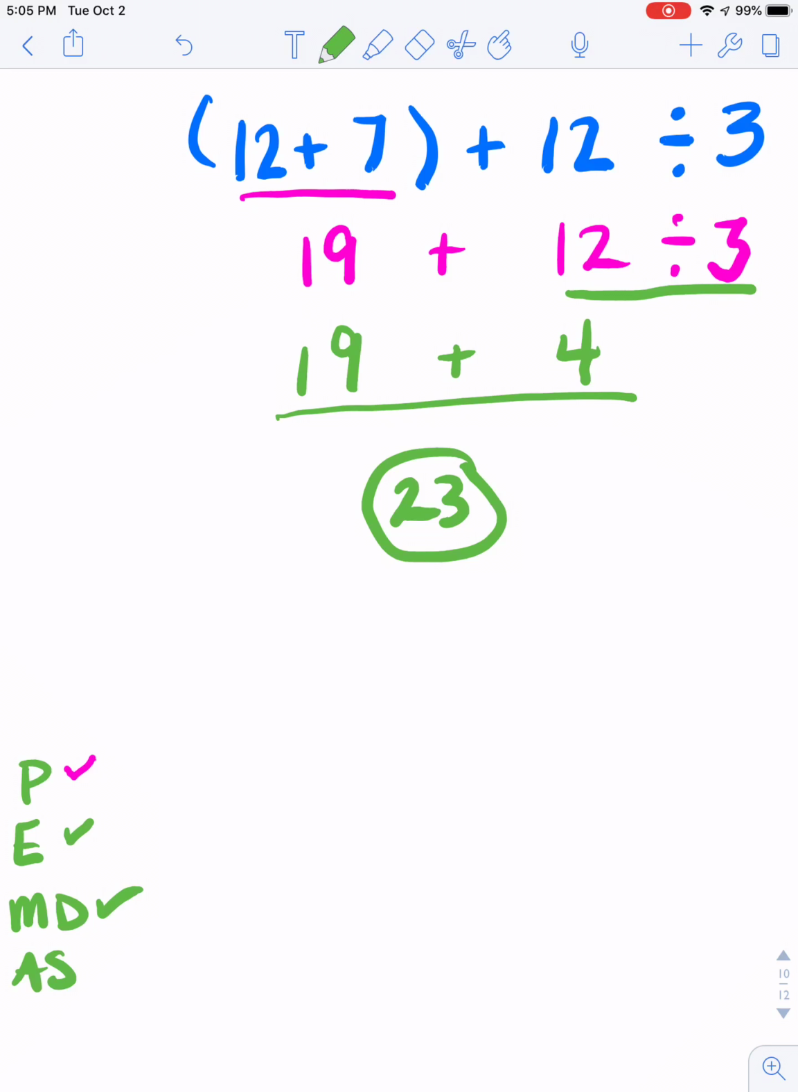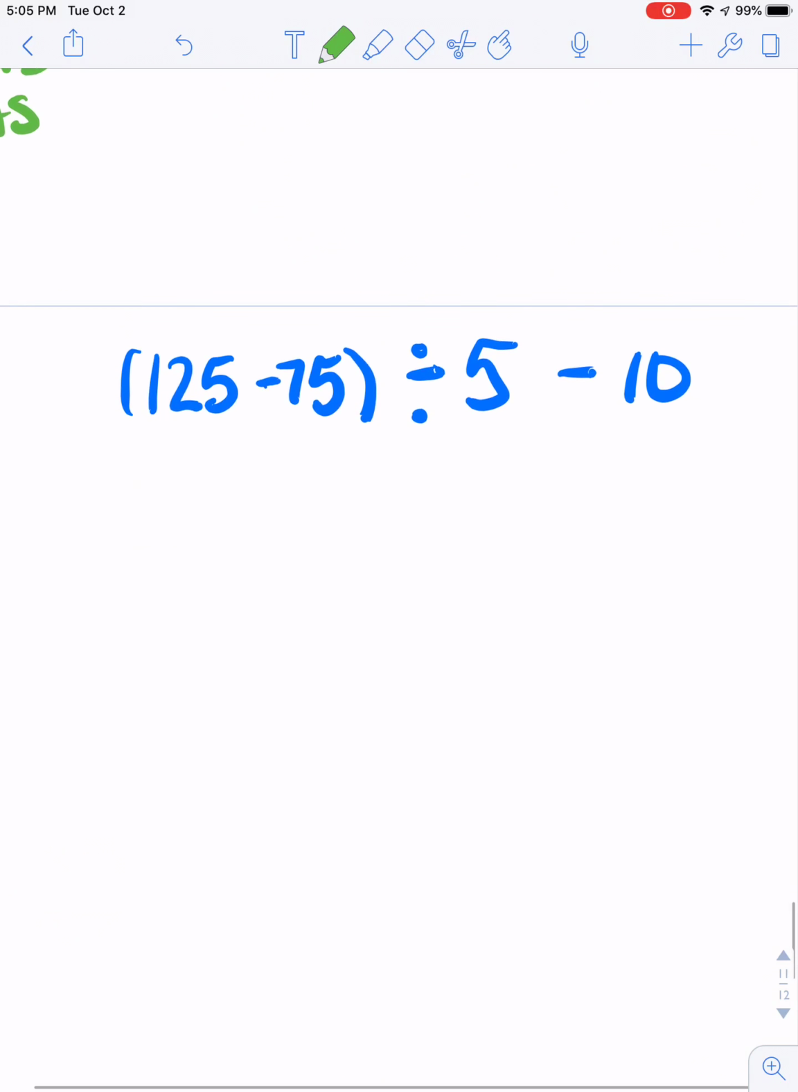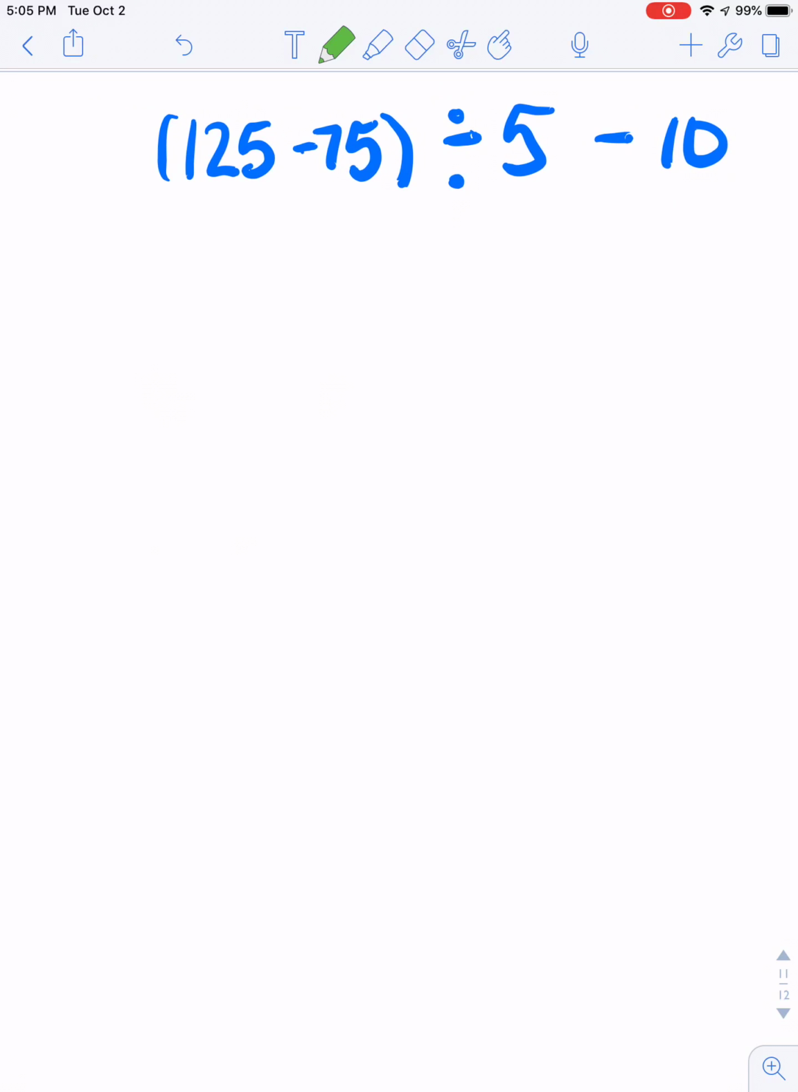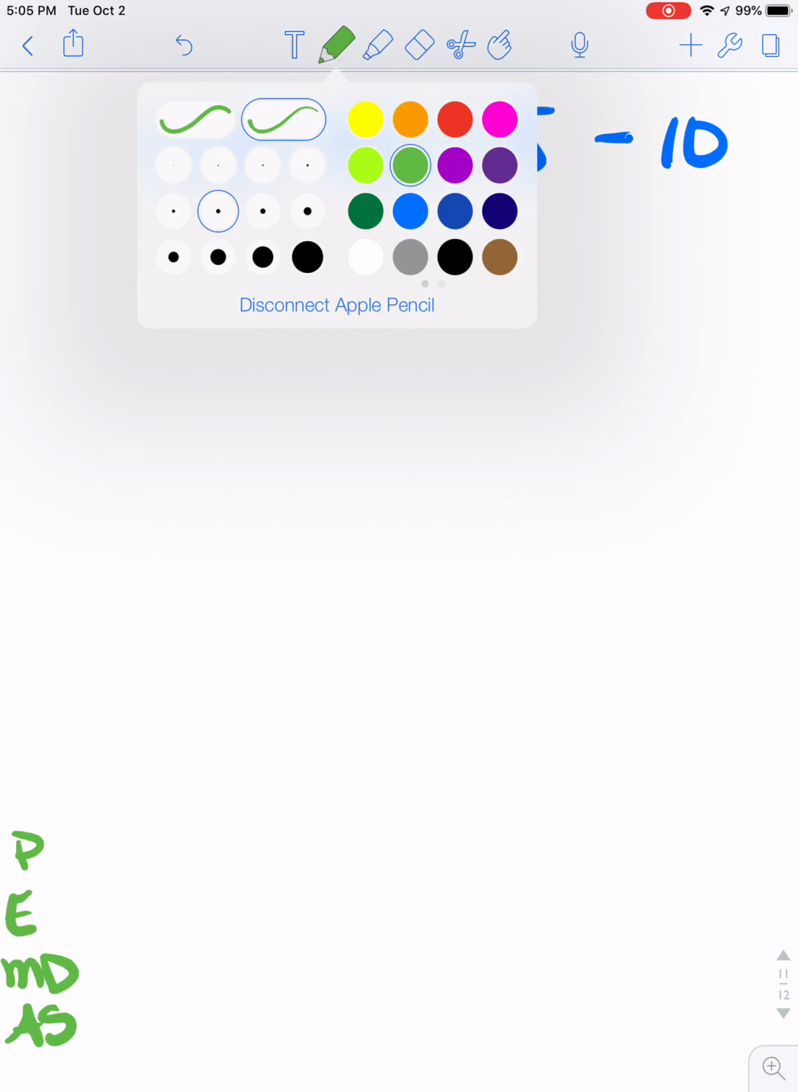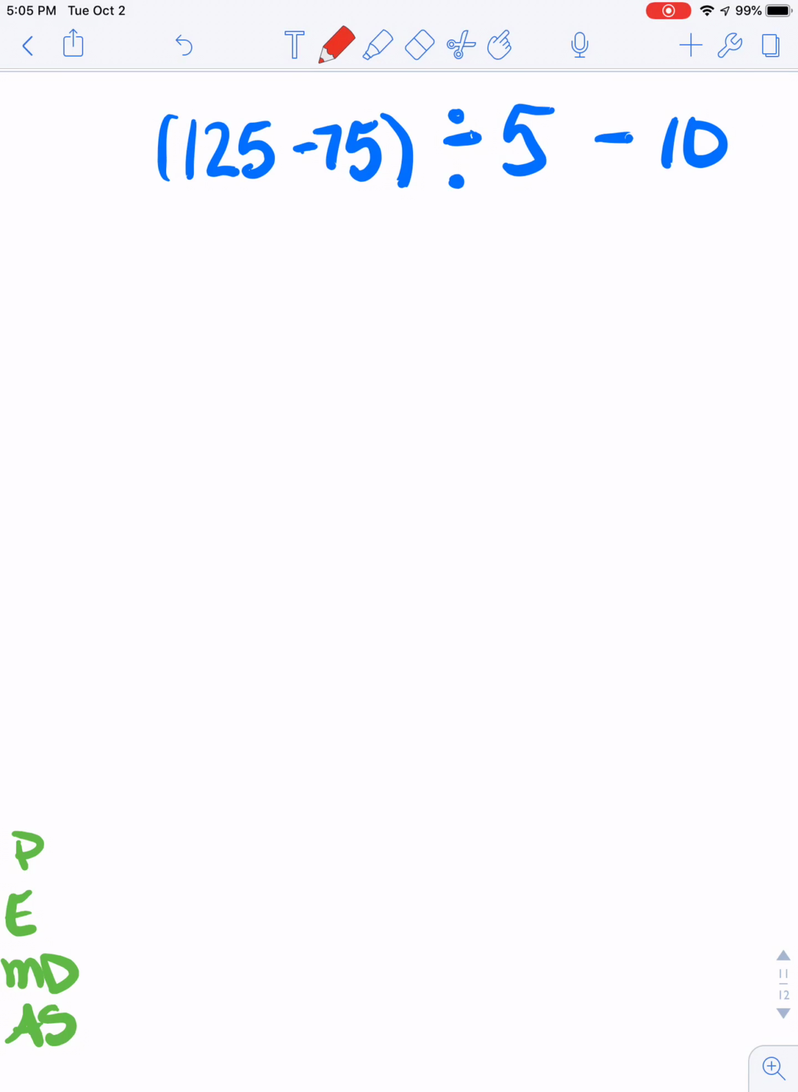Okay, on the last one here. Here's our last one, our please excuse my dear Aunt Sally here. So our first piece is parentheses, so right there. So 125 minus 75 is going to be 50. I'm going to bring the rest of the problem down.